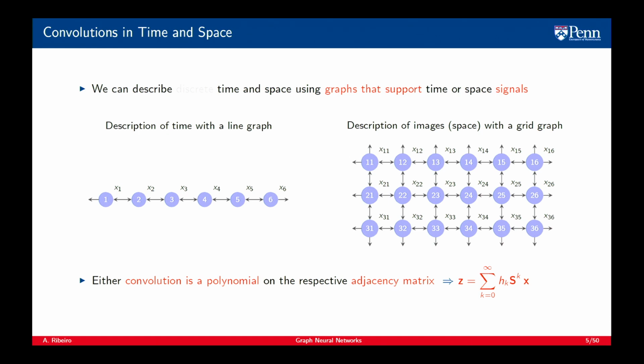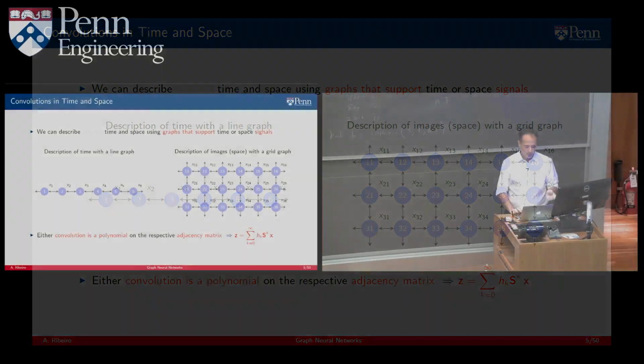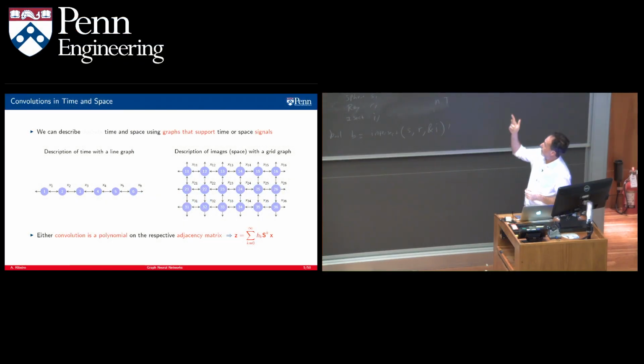So we can always describe time utilizing a graph. Here we have nodes 1 through 6, connected by that line graph, right? So 1 is close to 2, 2 to 3, and so on. Or if you want to describe an image, you do it with a grid, actually a much bigger grid. But generically speaking, that's what you want to do. Now, the very interesting thing, guys, is that a convolution you can always write as a polynomial on the adjacency matrix of either of these two graphs.